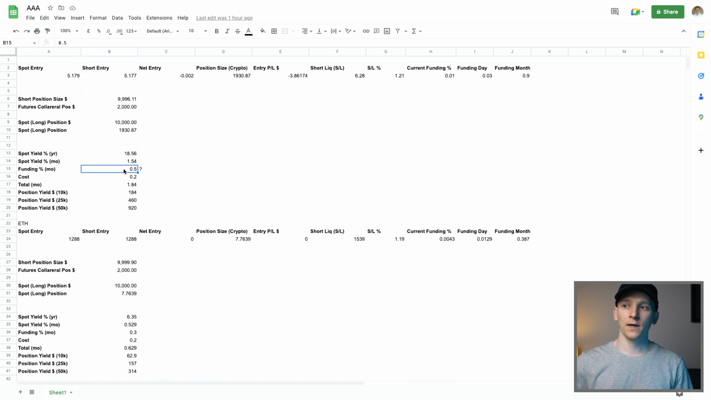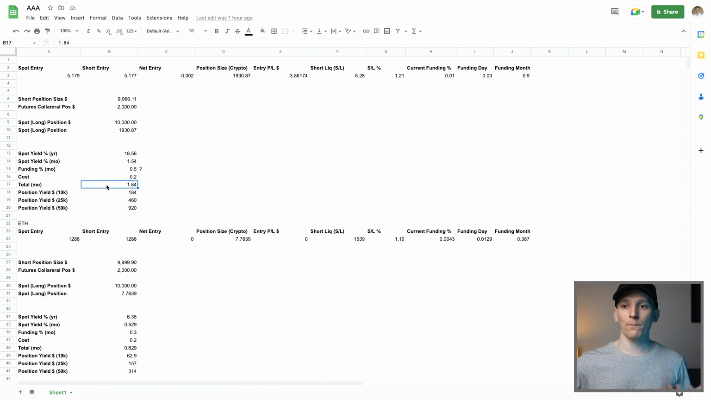Now we have funding here that we're currently getting paid almost 1% per month, 0.9 per month. I've taken this down to 0.5 and just cut it in half because over a month you may get some funding and you may pay some funding. Also, I've put a cost in here of 0.2%. Trading fees and other costs are going to eat away on the way in and on the way out. So that is coming out of that 1 month yield. I've done this on a month basis.